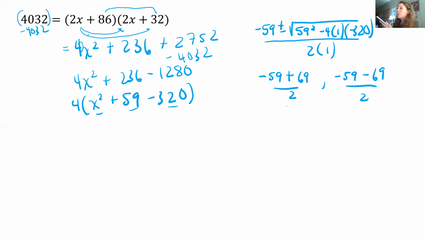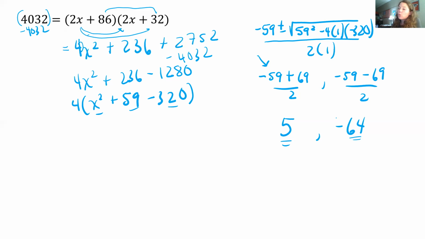Let's put this in our calculator. Using the fraction button, negative 59 plus 69 divided by 2, and I get 5. The other one, negative 59 minus 69 divided by 2, is negative 64. Now, this is a word problem, correct? One of our answers tells us our border is 5 inches, and the other tells us our border is negative 64 inches. Is that possible? Can you have a length of a negative amount? No.